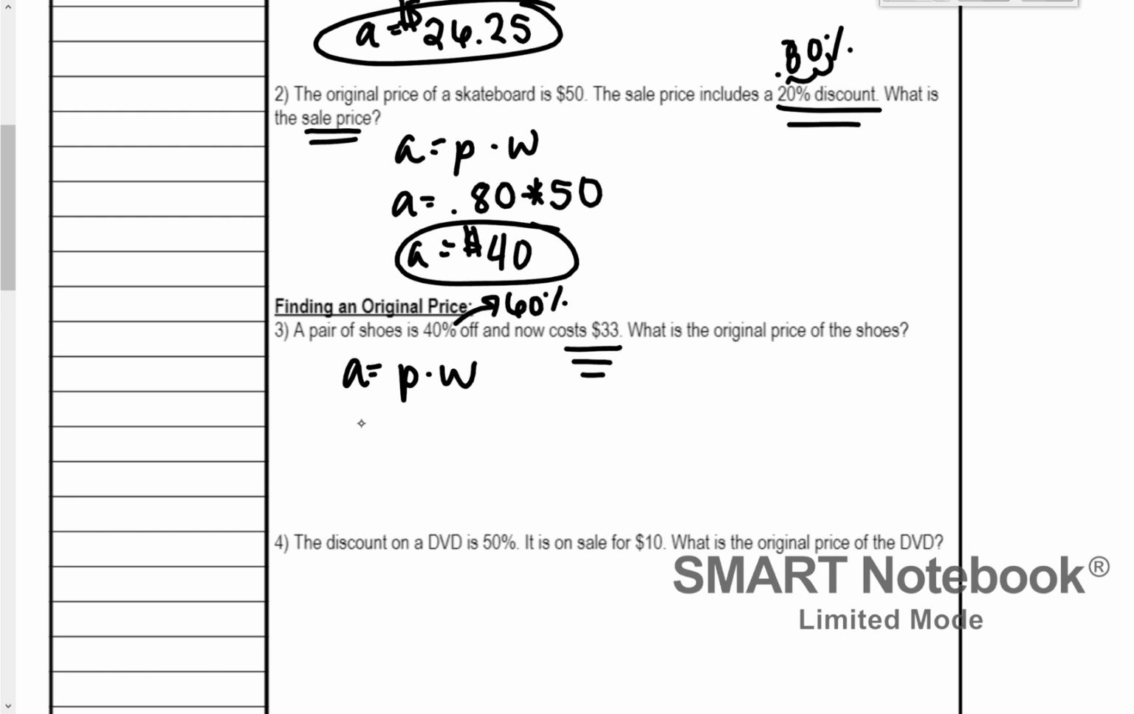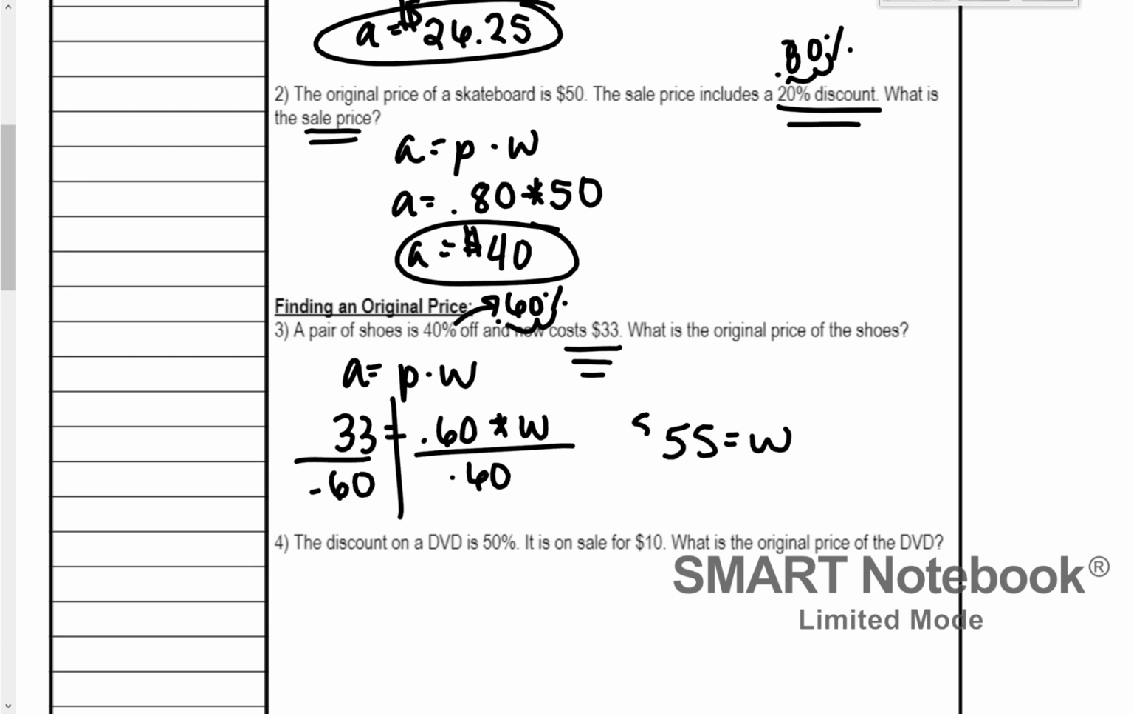Okay, 33 is our part, that's our sale price. 60% becomes 0.60, and our original price, we don't know. In order to find our original price, get it all by ourselves, we undo times 0.60 by dividing 0.60 to both sides of our equation. In our calculator, we take 33 divided by 0.6, and we get 55 equals W. The biggest mistake I see students making here, again, is not converting that percent to the percent that we'd be paying, not the percent that's off.